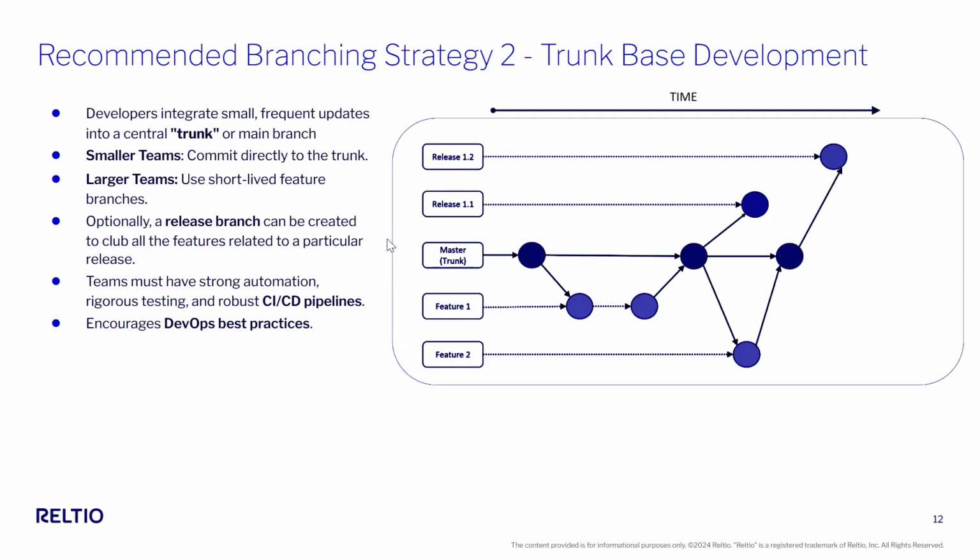This strategy encourages DevOps best practices, and the prerequisite for this is that the team should have strong automation and a robust CI/CD pipeline to be successful with this branching strategy.